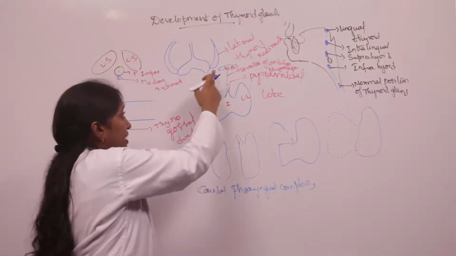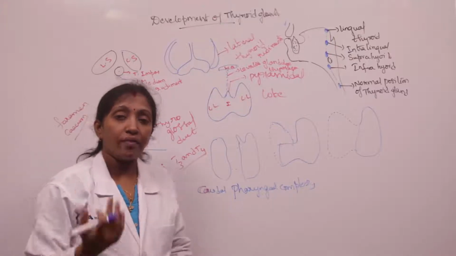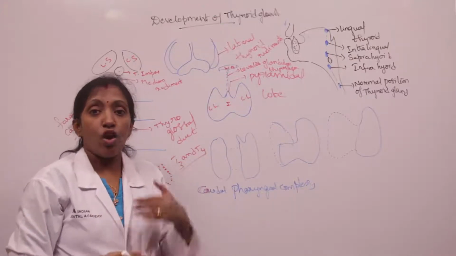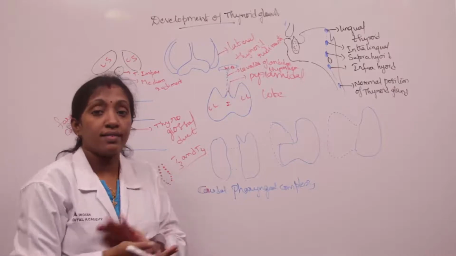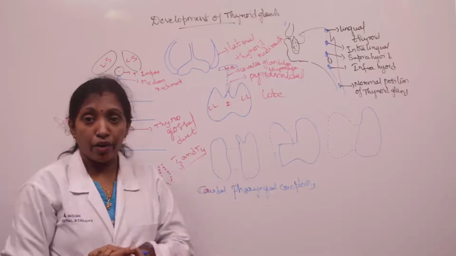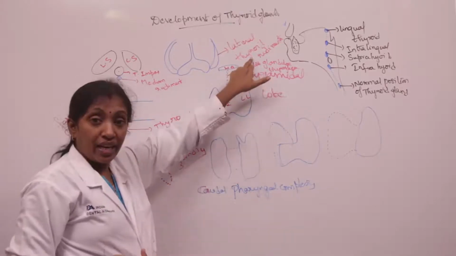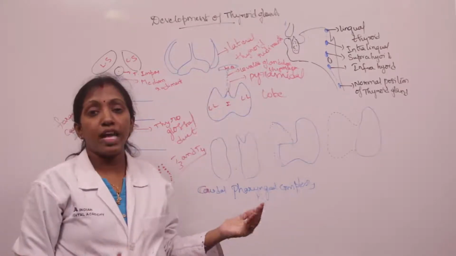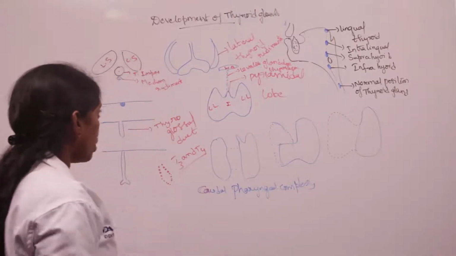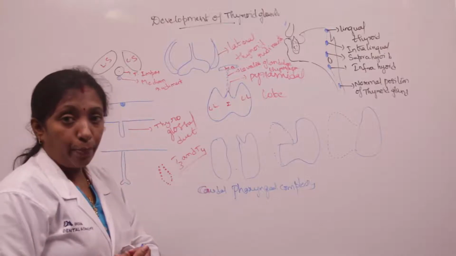Also, the lateral thyroid rudiment restricts the thyroid gland from going further downwards. That is the function of the lateral thyroid rudiment, and it may also help in the development of the lateral lobe of the thyroid gland. So that's about the development of the thyroid gland.